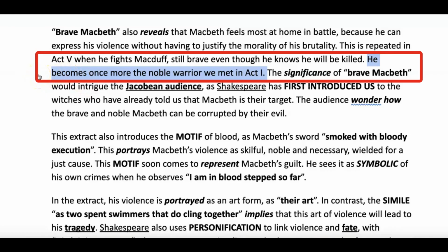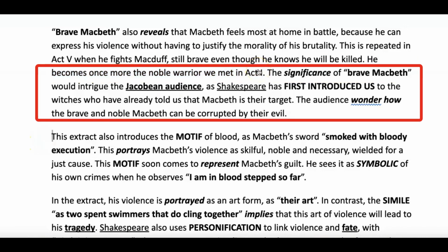Remember that skill of always going to the ending as well to show you're writing about the whole text. Here the student goes to the end of Macbeth's life. "The significance of brave Macbeth would intrigue the Jacobean audience, as Shakespeare has first introduced us to the witches who have already told us that Macbeth is their target. The audience wonder how the brave and noble Macbeth can be corrupted by evil."